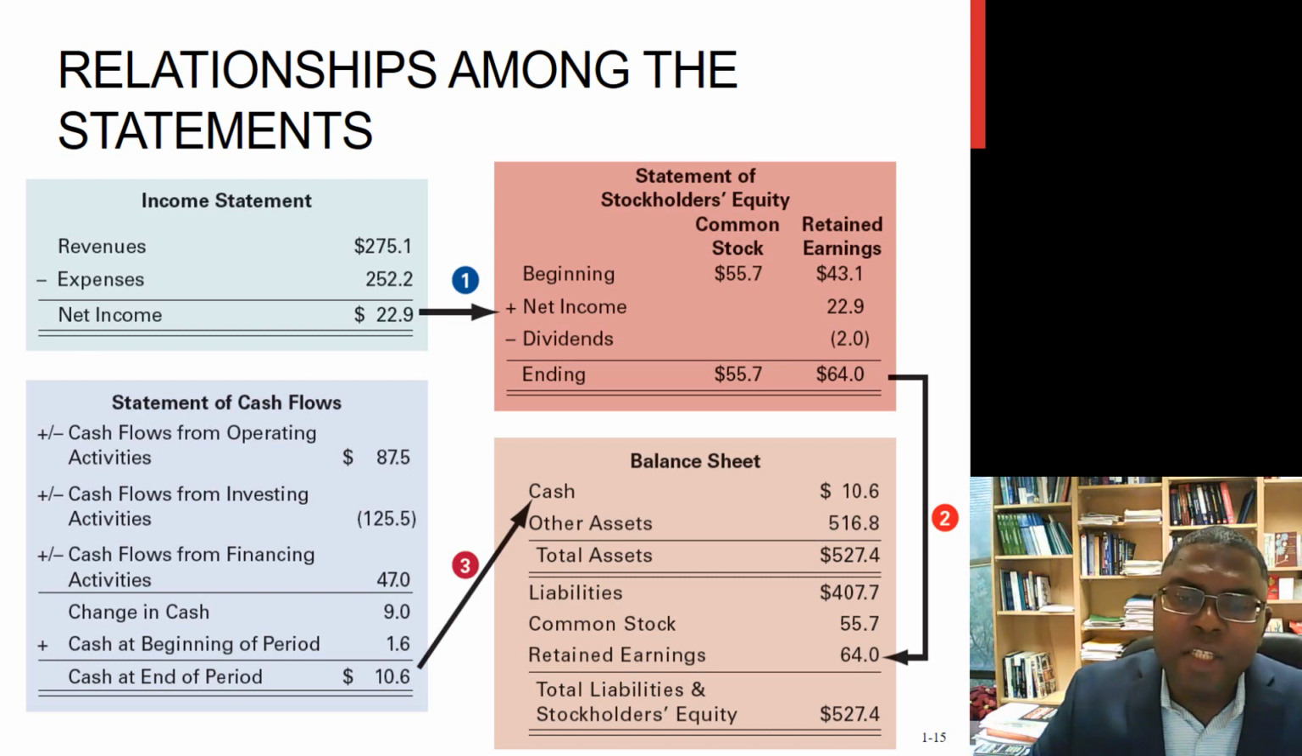Then there is also a relationship between the statement of cash flows and the balance sheet. The statement of cash flows is related to the balance sheet. So the cash at the end of the period in the statement of cash flow is moved to the asset side of the balance sheet.